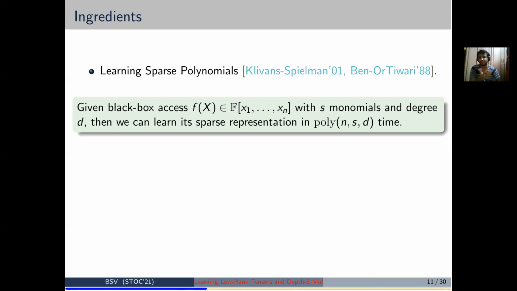The basic ingredient we need here is the learning sparse polynomials result by Klivans-Spielman and Ben-Or–Tiwari, which says that if you're given a polynomial in n variables, degree d, with just s monomials, then you can learn the sparse representation from black box access in poly(n, s, d) time.